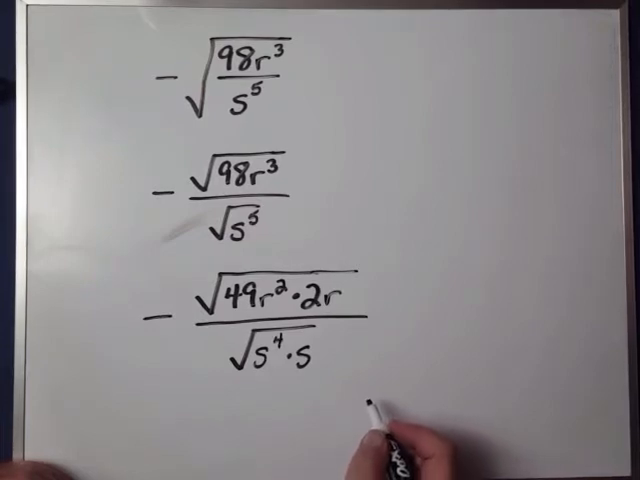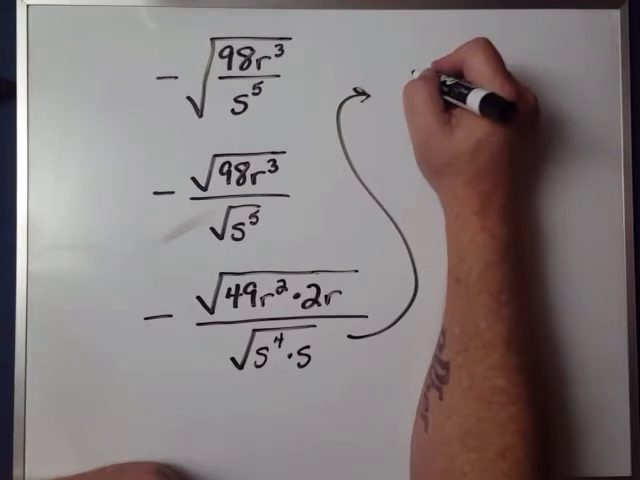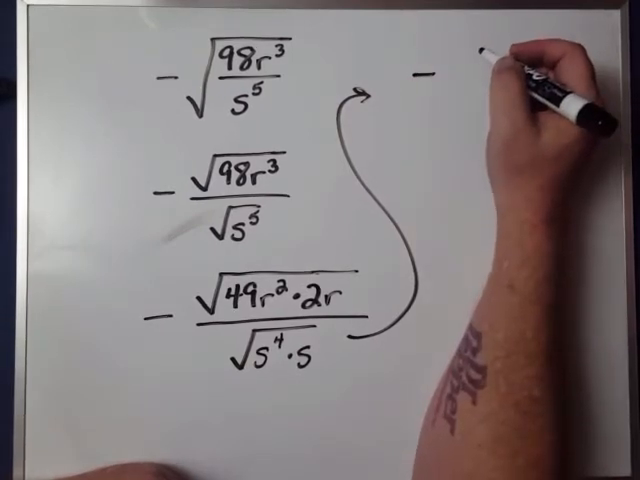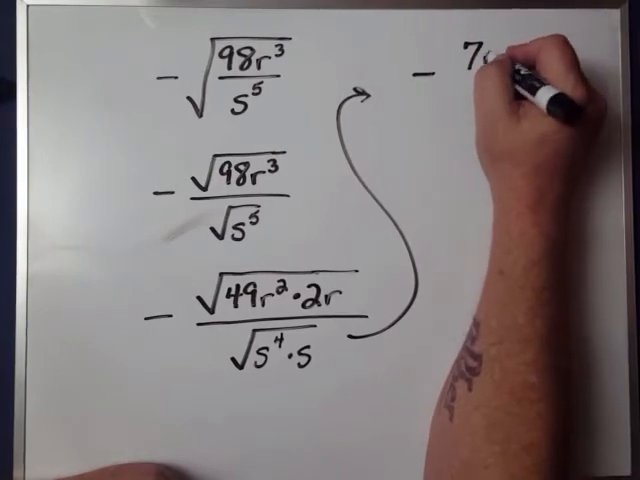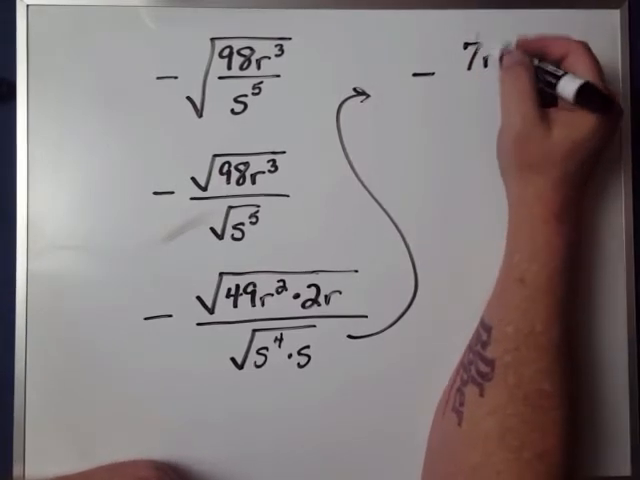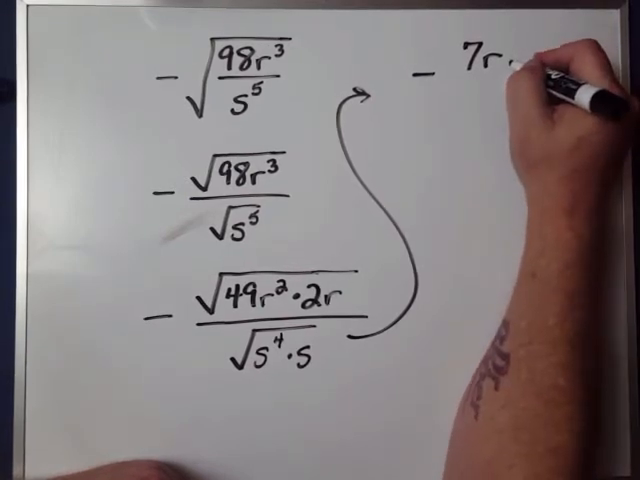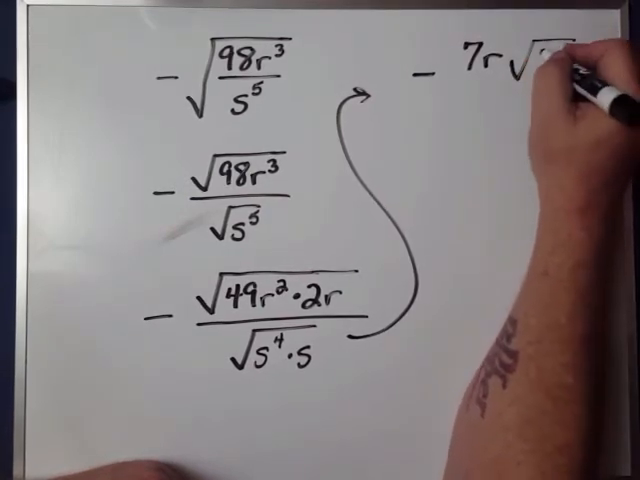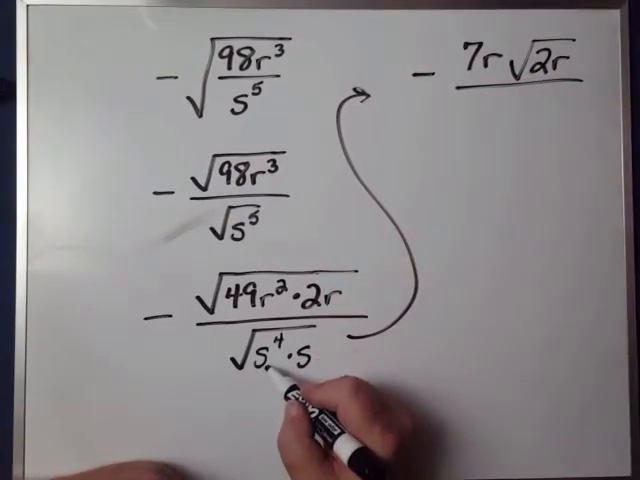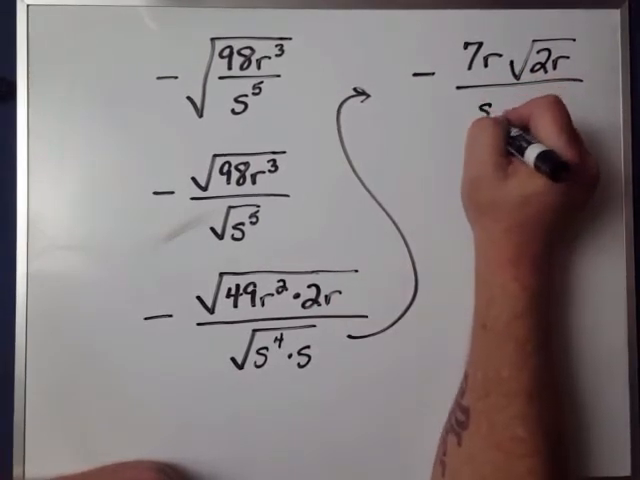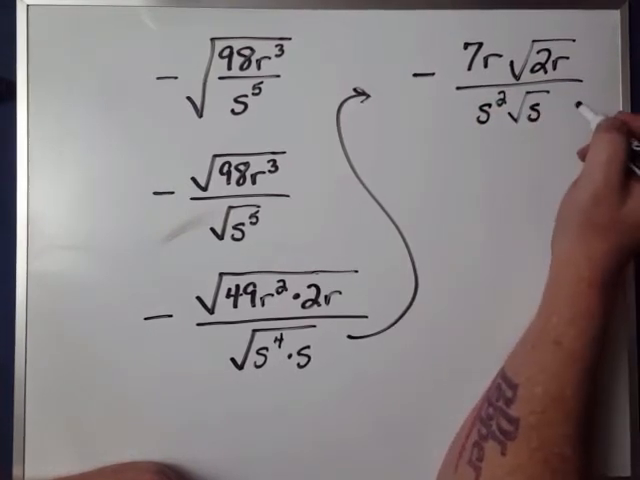And so, we have our floating negative, don't lose him. Square root of 49 is 7. Square root of r squared is r. Since we know r is positive, we don't have to worry about absolute value marks. And our 2r is stuck inside. Over, right here, square root of s to the 4th is s squared, leaving an s inside.